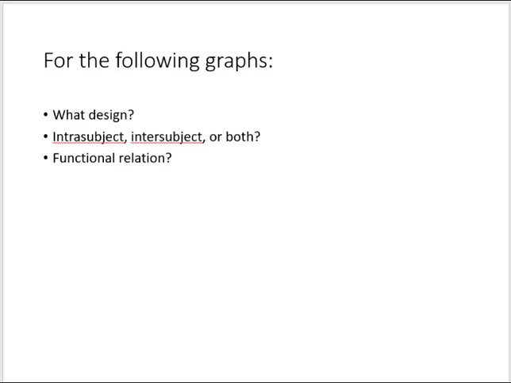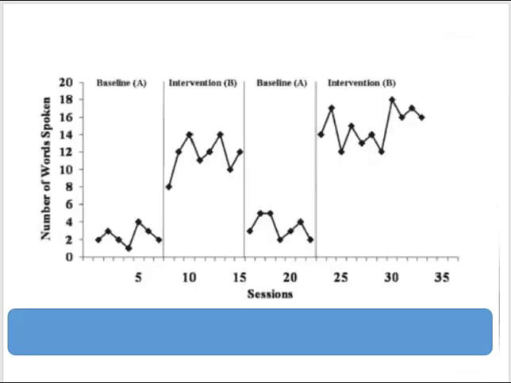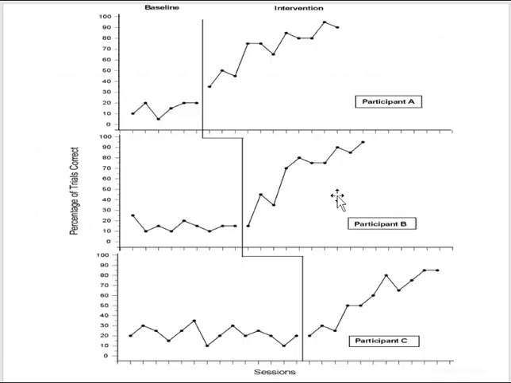So in the following slides, I'll display graphs. We're going to look at what is the design, is there intra-subject, inter-subject, or both, and is there a functional relation? Here's our first graph. We've got an A-B design. This is data for just one participant. We'll call it intra-subject replication. I see a low level in baseline, a shift to a higher level at intervention, a return to a low level at baseline, and a return to a high level at intervention. 3 demonstrations of effect, 1, 2, 3. We can call this a functional relation.